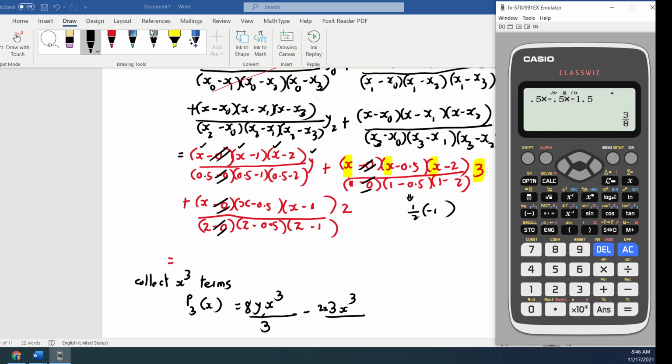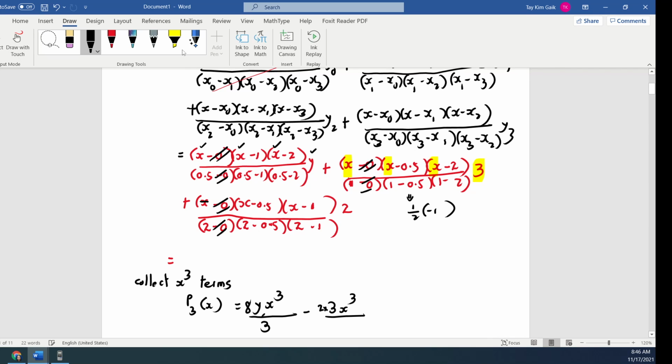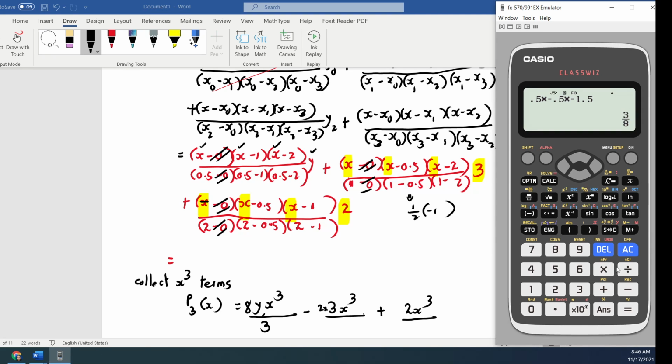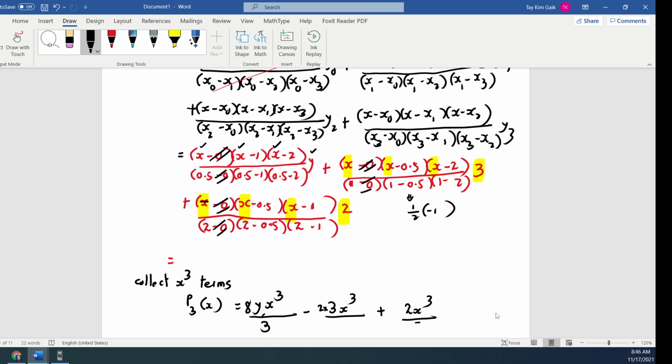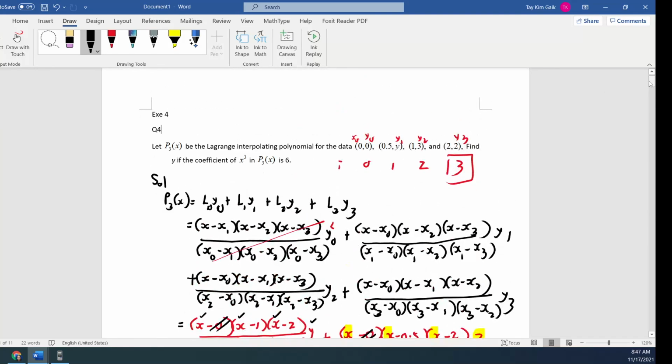Lastly, the last term, similarly to get the coefficient for x cubed only, I take this one, this one, this one times 2. So you have 2 times x cubed, 2x cubed. And then you calculate the denominator. Your denominator is 2, 2 minus 0.5 is 1.5, 2 minus 1 is 1, 1.5 times 1 is 1.5, so it's 3. So divide by 3. And then the question said it is equal to 6.